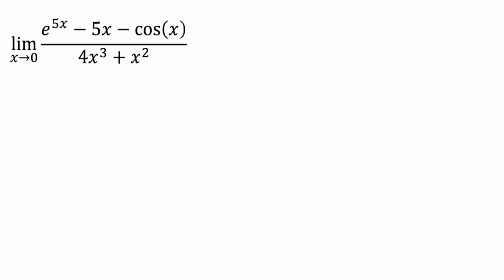And so let's begin. What I always recommend doing is just plug in and see what happens. So we have the limit as x approaches 0, so let's plug in a 0 here. E raised to 0 would give us a 1. Negative 5 times 0 is 0. Negative cosine 0. Cosine 0 is 1, so we have negative 1, divided by 0 cubed, which is 0, and x squared is also 0 when you plug in 0. So we get 0 divided by 0.